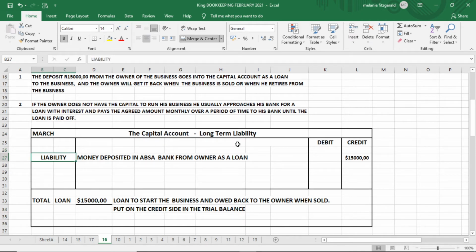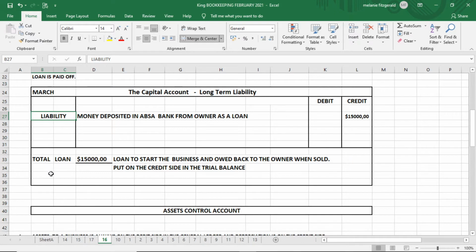So, the capital account, long-term liability. Money deposited in ABSA Bank from the owner as a loan, $15,000 on the credit side. The total loan, $15,000, loaned to start the business and owed back to the owner when sold, to put on the credit side in the trial balance. So it's owed back to him when the business is sold or he retires.